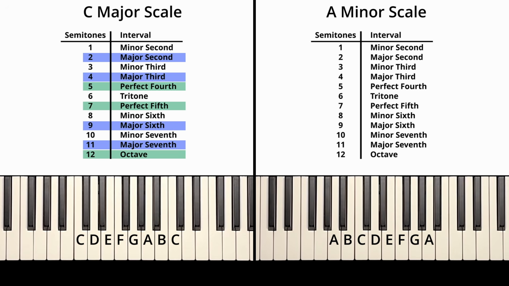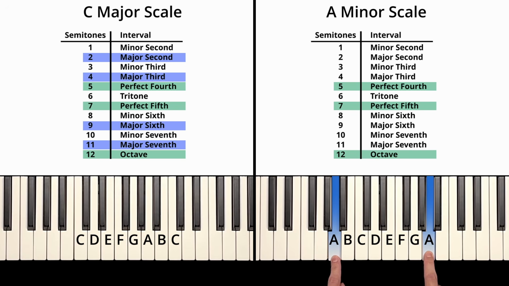The perfect intervals remain the same. We have a perfect 4th from A to D, a perfect 5th from A to E, and of course an octave from A to A. The second note of our scale also remains the same. There are 2 semitones between A and B, a major second.